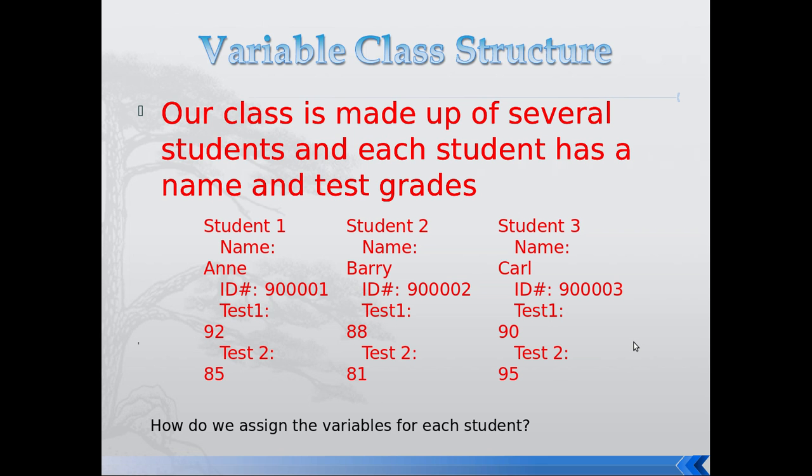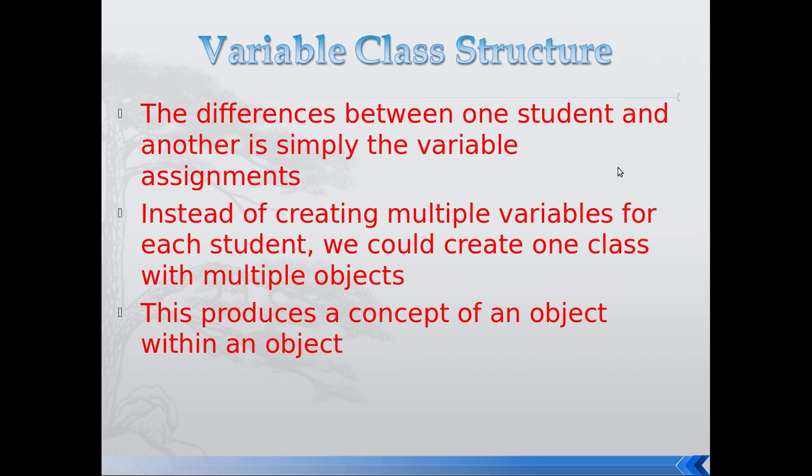So you might ask, okay, how would we keep track of all this stuff within some Java application that we're writing? From one student to the other, the only thing that really changes is the variable assignments that you would have to make. So in other words, student 1's name was Anne, so in that code we would just say name is equal to Anne. For student 2 we would say name is equal to Barry. Student 3, name is equal to Carl. Okay? So instead of creating variables for each one of those things, what you want to do is just define a class, sort of a blueprint for how you would keep track of all the student information, and then for the specific students you would create multiple objects.